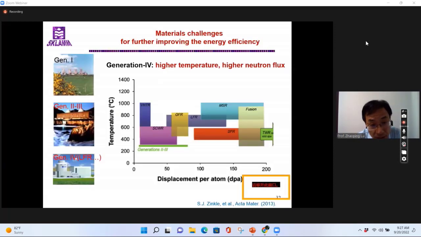As mentioned earlier, to reduce carbon emissions and solve the energy crisis, we have to improve clean energy efficiency, such as nuclear energy. So both fission and fusion reactors have to work at a high temperature with a high neutron flux. This requires materials to be stronger, tougher, and also more nuclear irradiation tolerant.